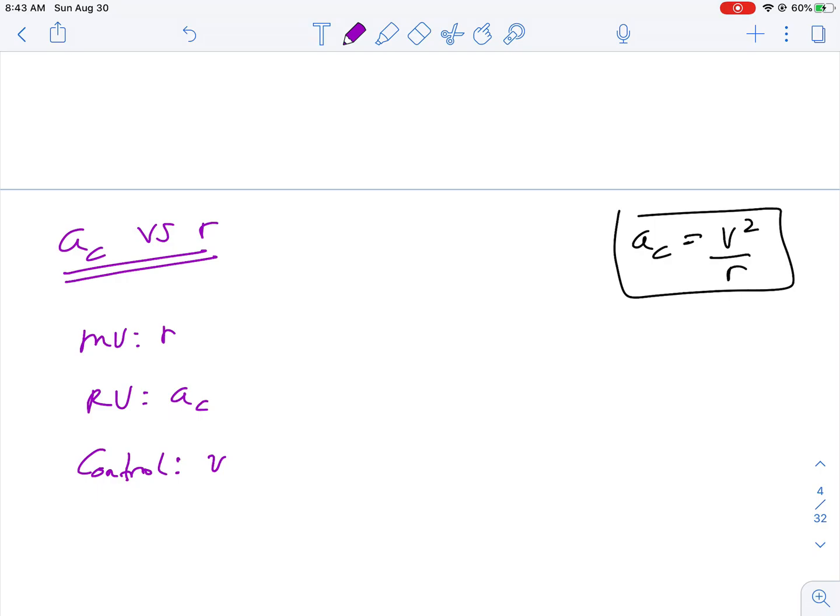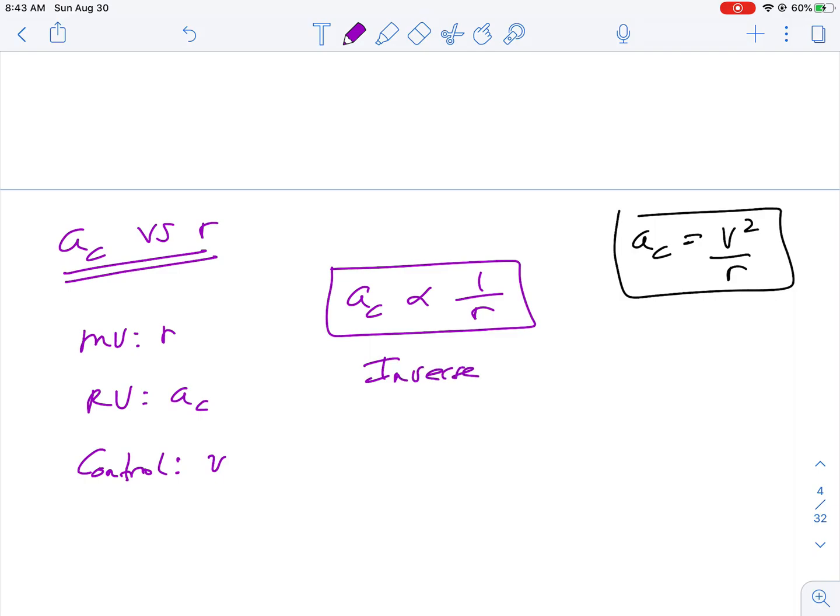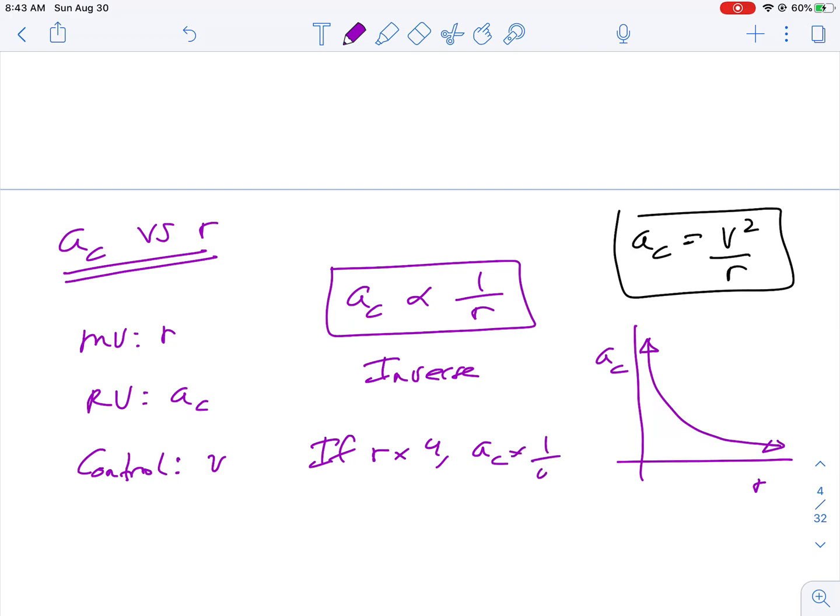Then in this case, now we change it to proportion, we have AC is proportional to 1 over R. And I hope you guys remember, that is an inverse relationship. So a couple things, the graph for this, here's our AC, here's our R, and it's going to be an inverse relationship. That means that if R gets multiplied, let's say, by 4, can you see what would happen to AC? It would get multiplied by 1 over 4.